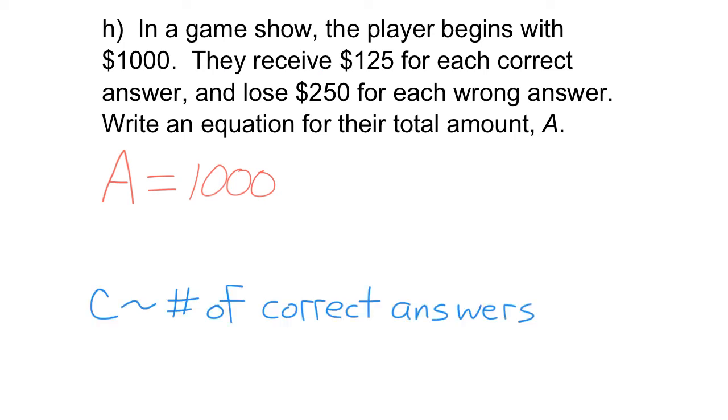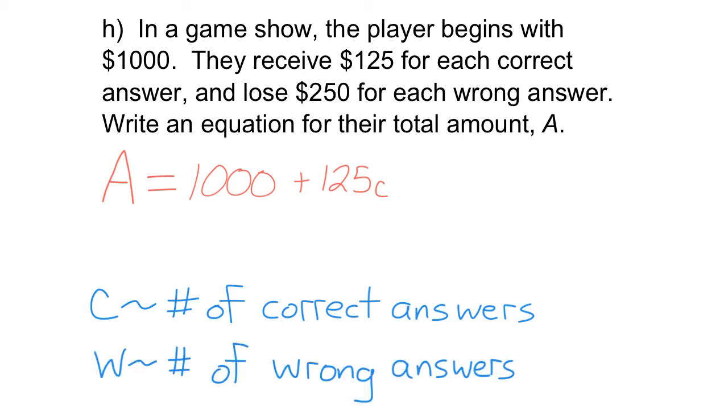Let's let C represent the number of correct answers. So their amount is going to increase by 125 times however many correct answers they had. And they're going to lose $250 for each wrong answer. So their amount's going to decrease or subtract by 250 multiplied by the number of wrong answers. Let's let W represent the number of wrong answers. So their amount of money is $1,000 plus 125 times the number of correct answers minus 250 times the number of wrong answers.